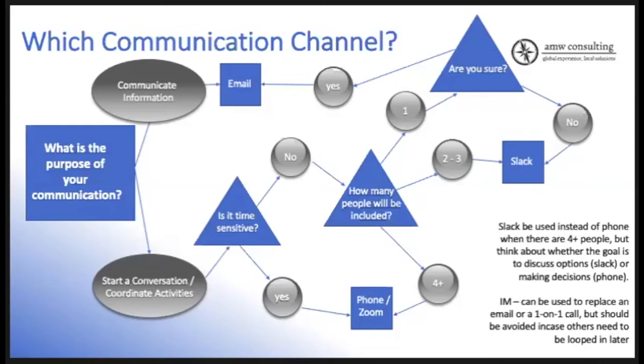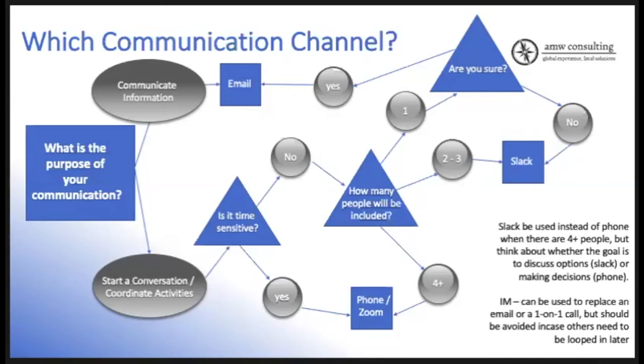So we worked with them to set up some guidelines so that when they were starting a project or needed to do things, they could start thinking through how they should do that, right? So are you just communicating information? Are you just telling people information? Or are you trying to coordinate activities, right? That is your first decision point. If you're just trying to communicate information, you can go straight through email. Assuming everybody in your office checks email.